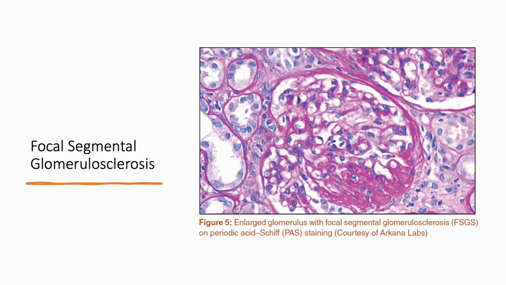Obviously, here we see one glomerulus, but note here that this segment of the glomerulus is sclerosed. It is scarred. This is the PAS staining, periodic acid Schiff. Now, the rest of the glomerulus looks pretty good, okay? So the main thing here is this segmental scar. This is why it is segmental glomerulosclerosis. When we say focal, it means that less than 50% of the glomeruli have lesions.